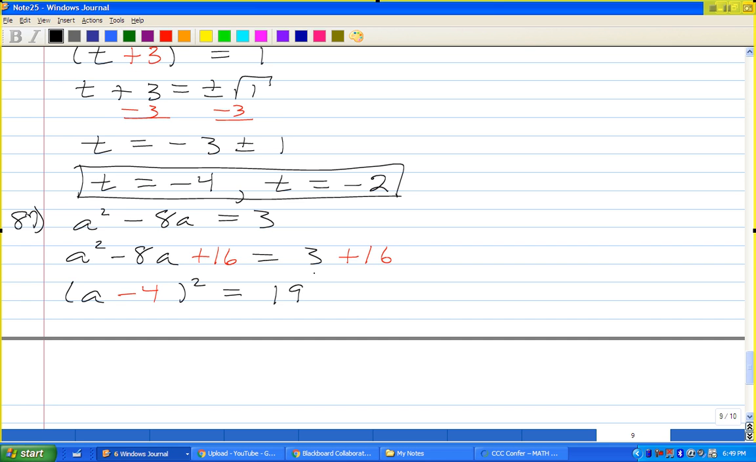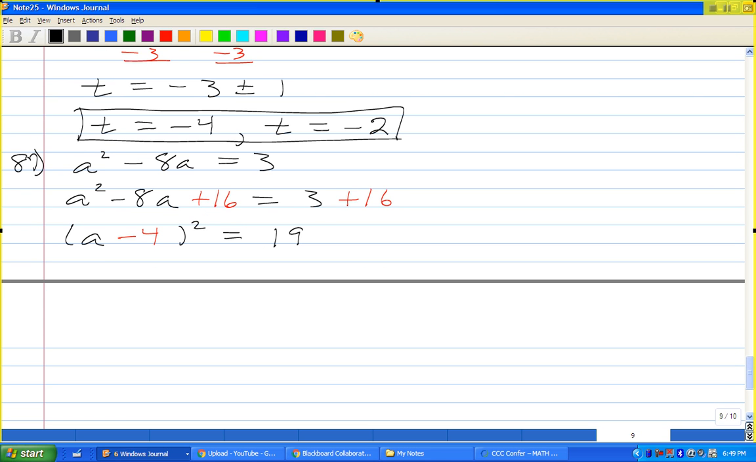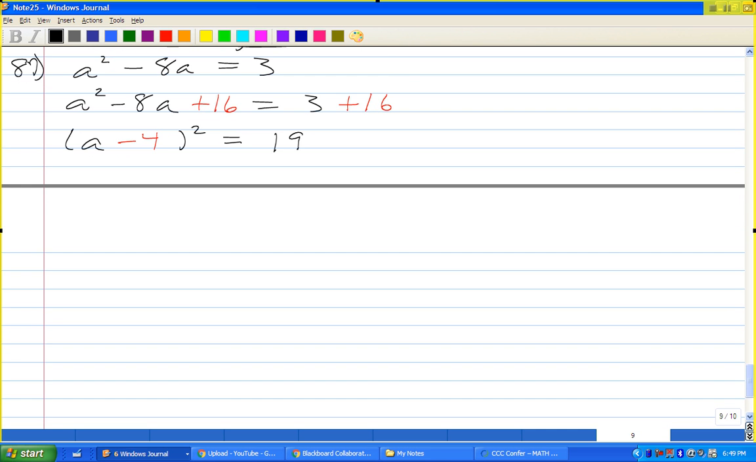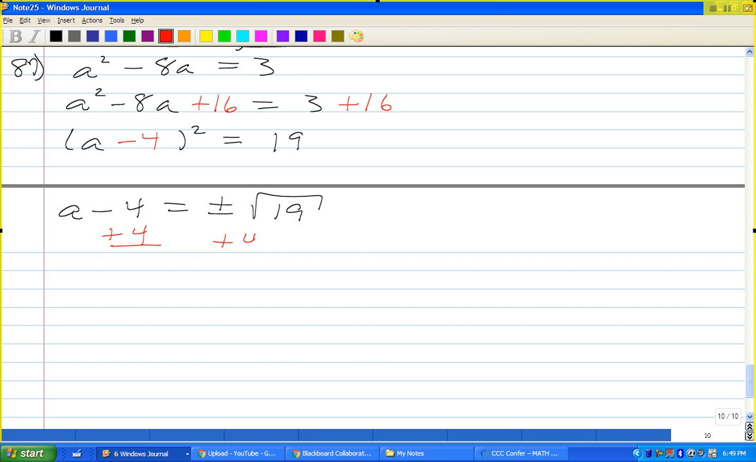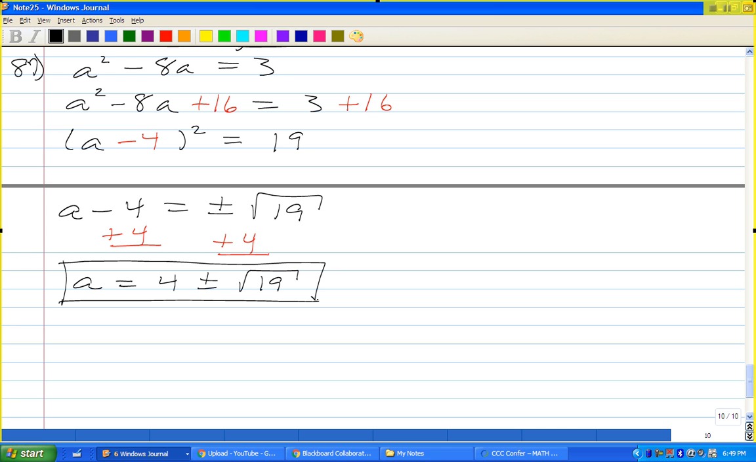So by the square root property, I have that a minus 4 is equal to plus or minus the square root of 19. Let me add 4 to both sides of my equation. So a is equal to 4 plus or minus rad 19. And that is your answer. Let me do 89.